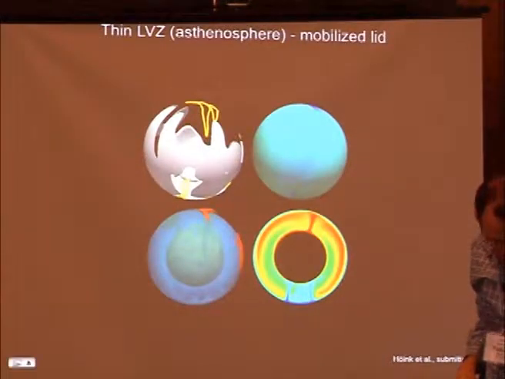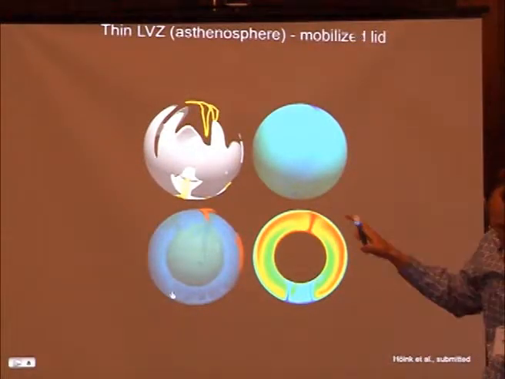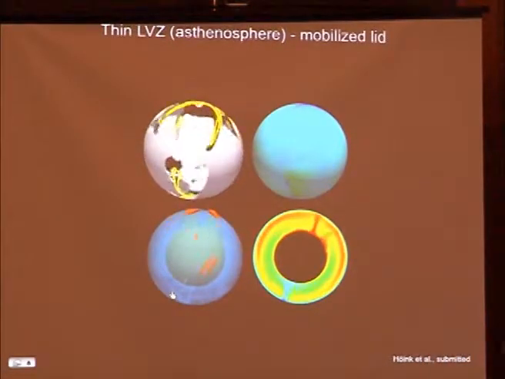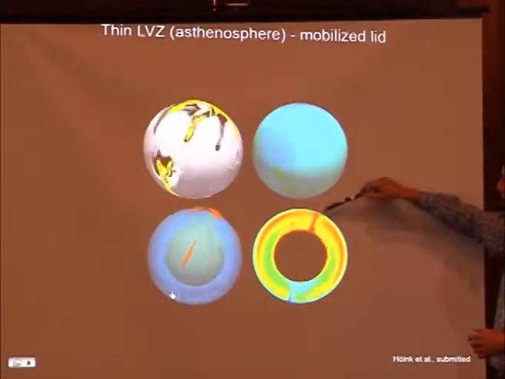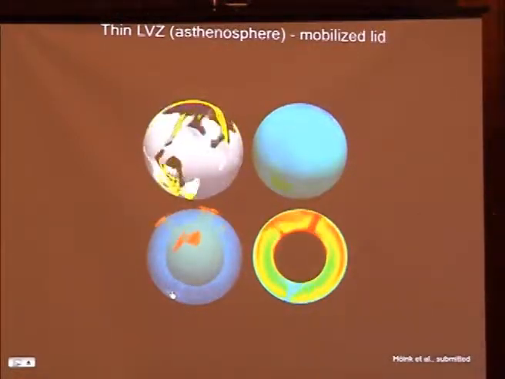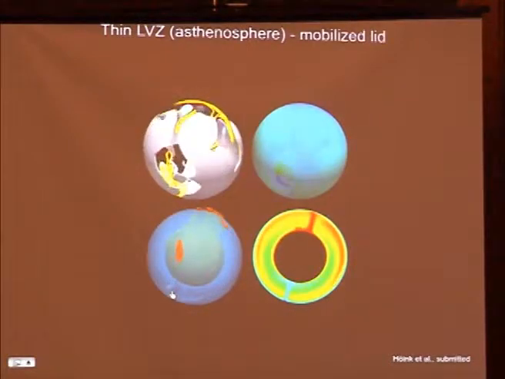This is what it should look like in an animation. These are the same images, just organized a little differently to fit on the screen better. And this is what it looks like in animation. So you have hot material that's welling up, material flowing back this way, coming down here. And you see that this is what we call a statistically stable pattern.